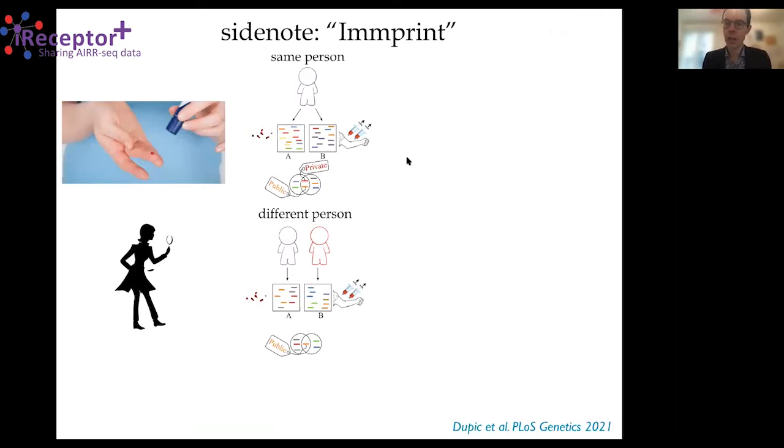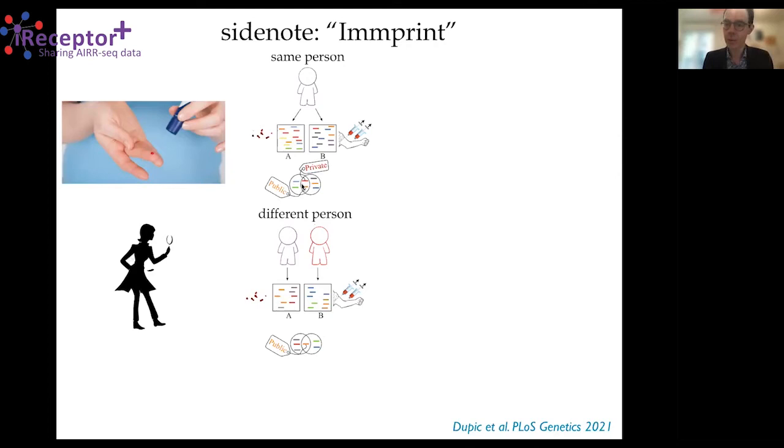So imagine that there's a murder or something, and the criminal leaves some blood on the crime scene, and then you try to look for the culprit. You have a suspect, and you take a blood sample from that suspect, and instead of doing normal genetic testing, you sequence the repertoires, both in the blood drop and in the sample, right? The idea is that if the two samples come from the same person, you should see a lot of overlap in the repertoires, including some private sequences.